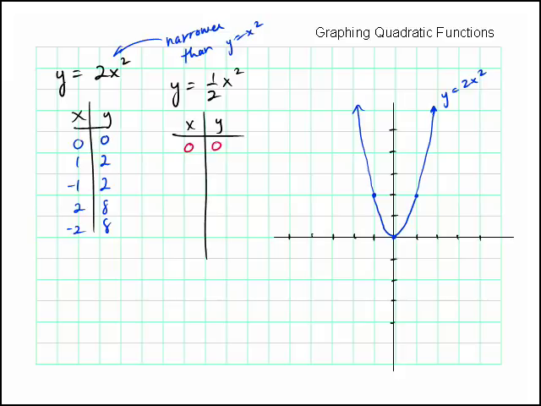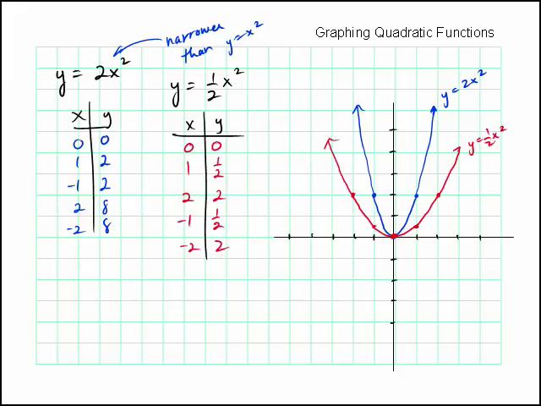We'll go through the ordered pair 0, 0. If I plug in 1, I get 1/2. If I plug in 2, I will get 2. Let's try some negative numbers. If I plug in negative 1 for x, that'll give me positive 1/2 for y. And negative 2 will give me positive 2. And so plotting these points, you're going to notice that the parabola is wider.